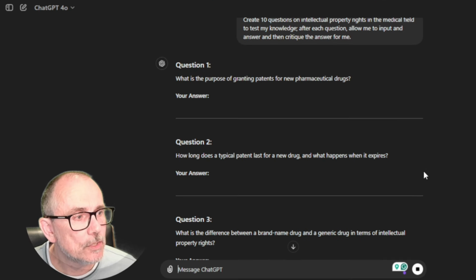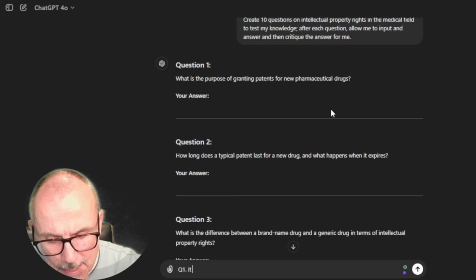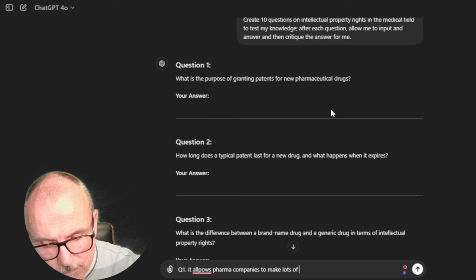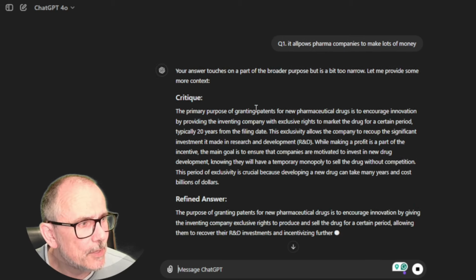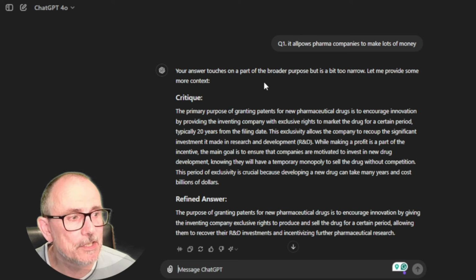Question 1. What is the purpose of granting patents for new pharmaceutical drugs? It allows pharma companies make lots of money. So the answer touches on part of the broader purpose, but it's too narrow, and it provides some more context. The primary purpose for granting patents for new pharmaceutical drugs is to encourage innovation.